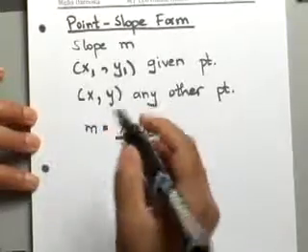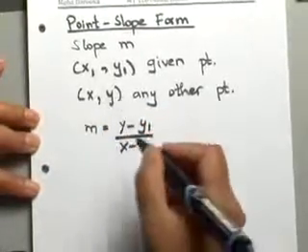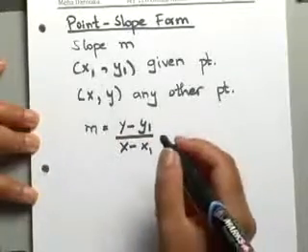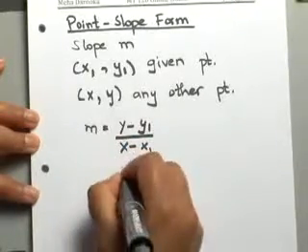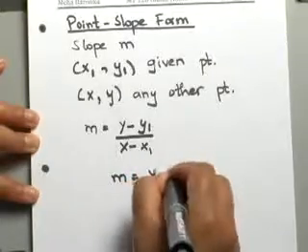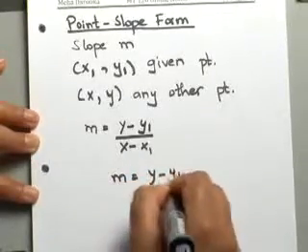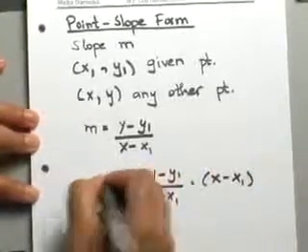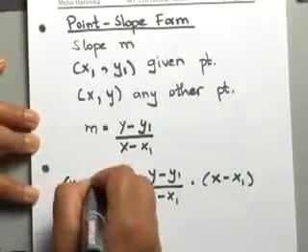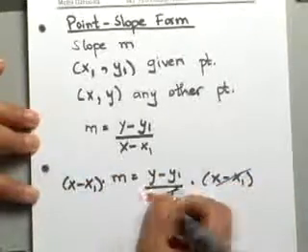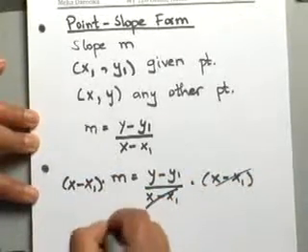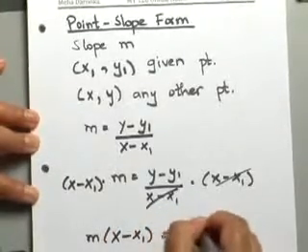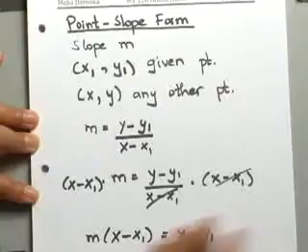Now, like we did earlier on, we want to get rid of our denominator and move it over to the other side. So go ahead and multiply your whole denominator on both sides, and that will give you m times x minus x1 equals y minus y1.